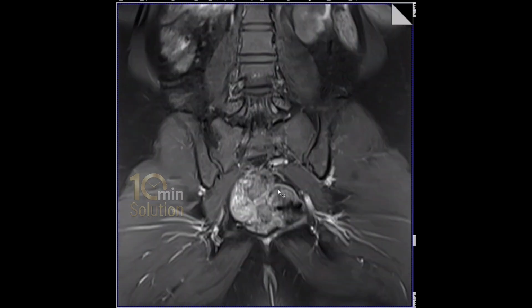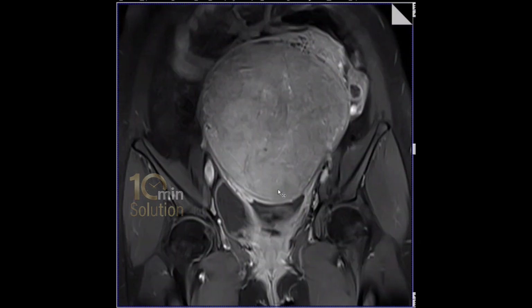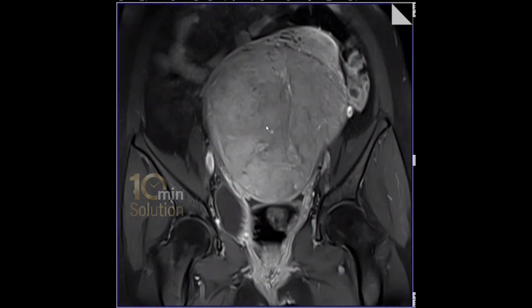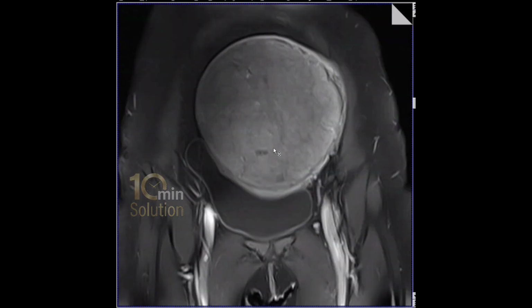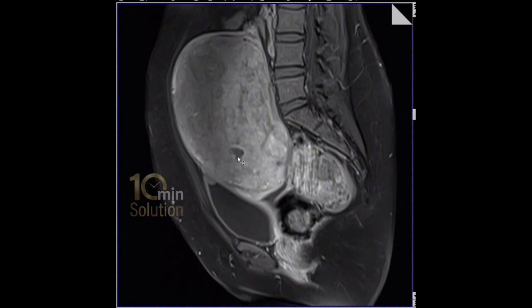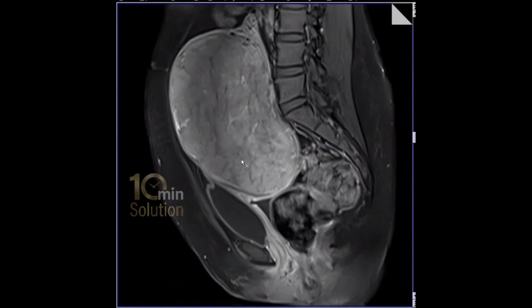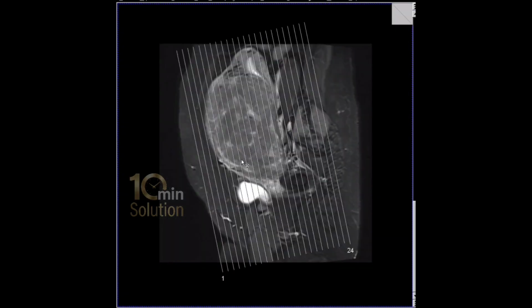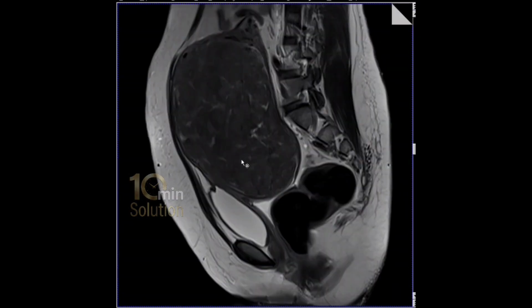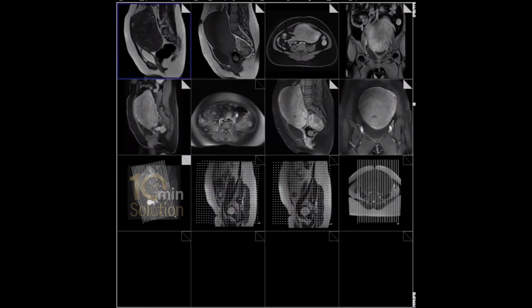So sad. The patient is 33 years old, a young patient. Look here, now T1 FS coronal, and look here, another look here. This is the pathology, a big pathology. A very interesting case. Now all the images are showing here.